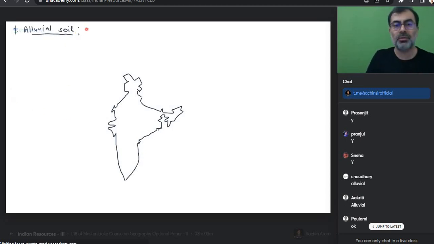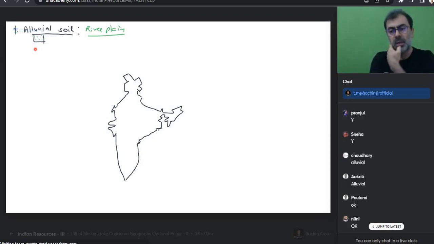Alluvial soil comes with the river, so river plains. For alluvial soil, the symbol is dots. Can you plot it? River plains, and then I will plot it. Wherever you think are the river plains, whether right or wrong, plot your alluvial plain. Let me plot the first one. It will give you confidence.